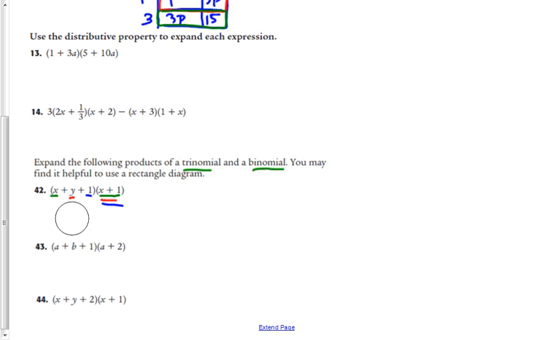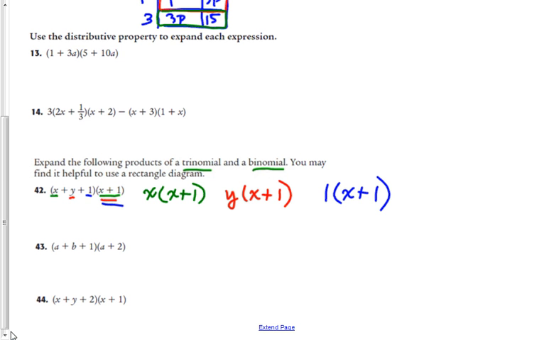And so I'm going to have 3 multiplications. First one in green is going to be x times quantity x plus 1. The second one is in red, y times quantity x plus 1. And the third one in blue is 1 times quantity x plus 1. And then I'm just going to add those 3 together. And that'll give me the whole expression I need.